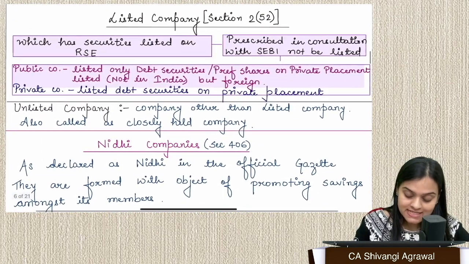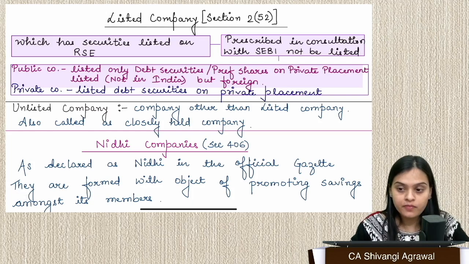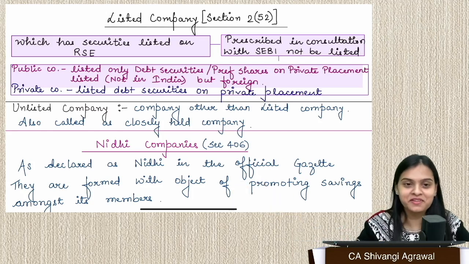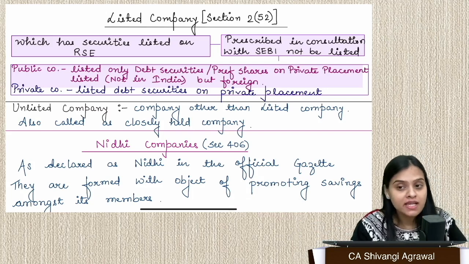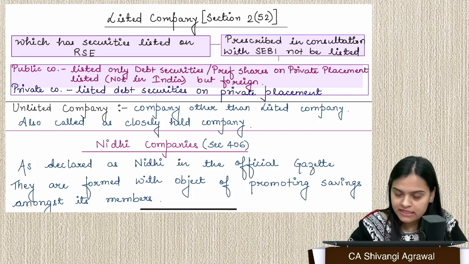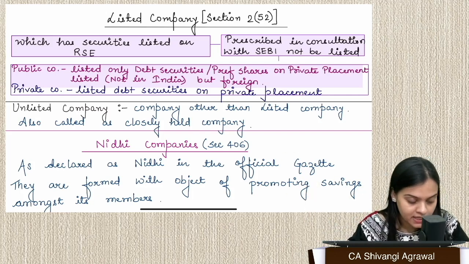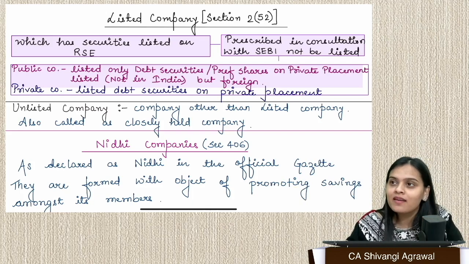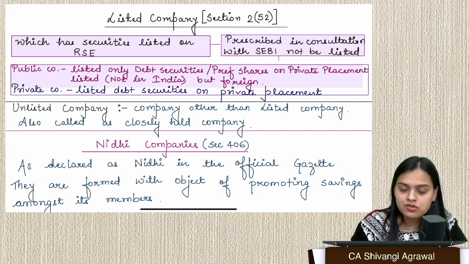Now comes your listed company. Listed company. What do you mean by listed company? See, one thing, a company is never listed on a recognized stock exchange. It's the securities which are being listed, right? So if there is any company whose any security is listed on a recognized stock exchange, then it is called a listed company. Now what happens is, what is a recognized stock exchange?